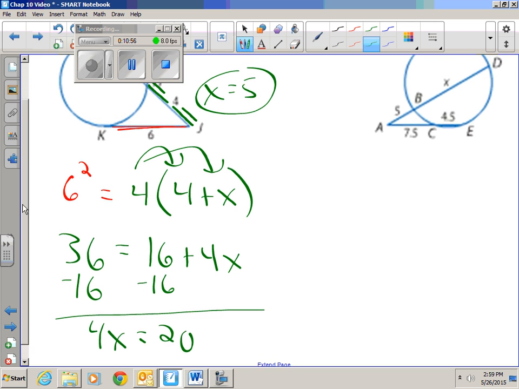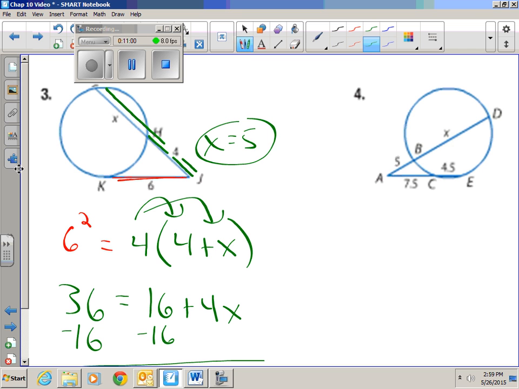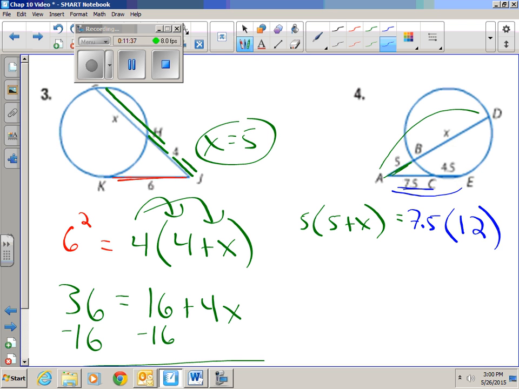In this other guy, we got some decimals. That looks a little bit frightening, but let's see what happens. Okay, I'm going to do 7.5 squared. That's the outside. Oh, wrong. Take that back. My fault, my fault. This looks like a secant tangent, but I'm looking closely now. It's a secant power theorem. So I know I'm going to do 5, the outside part, times the whole thing. So I have 5 times 5 plus x is equal to the outside part, 7.5, times the whole puppy. Well, 7.5 plus 4.5 is going to be 12.